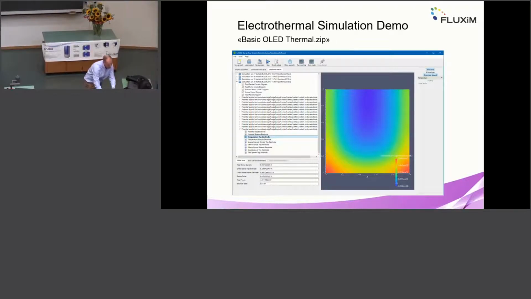So after the geometry tab, go to device JVT of this example, basic OLED thermal zip, and there you can see that the thermal coupling is activated. There's full electrothermal coupling, and that's the main choice. But then in the electrodes you also need to specify thermal sheet resistance, not only an electrical sheet resistance. So you need to specify two conductivities.